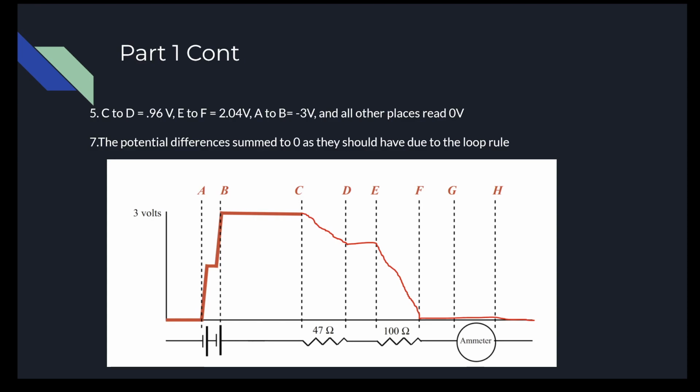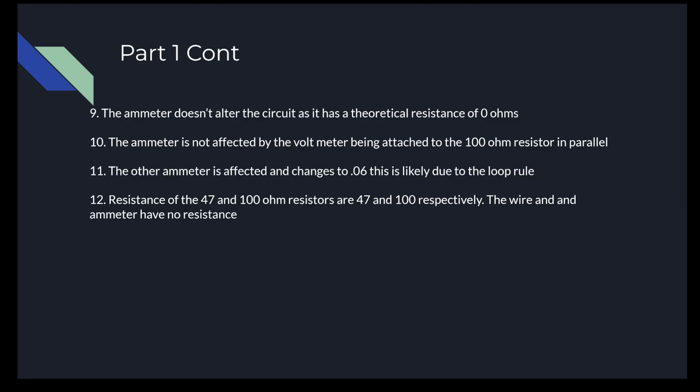The graph here shows the potential differences across the circuit. You can see the voltage grow with the batteries and drop with the resistors back to 0. Next, question 9 asked why the voltmeter alters the behavior of the circuit while the ammeter doesn't. This is because the ammeter has no resistance in a simulation, while the voltmeter has infinite.